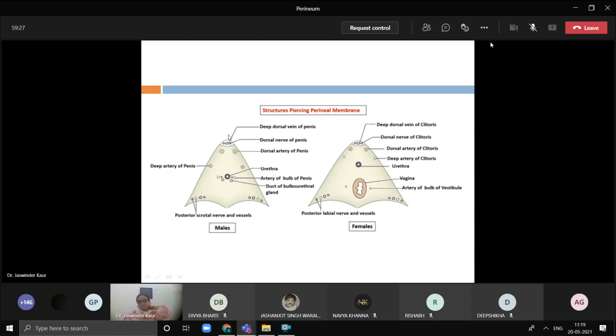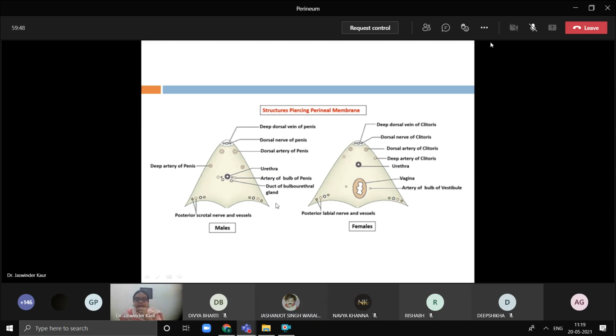So this one is the gap. Through this gap, in case of male, it is a passage of deep dorsal vein of penis and the dorsal nerve of penis. In case of females, it is the deep dorsal vein of clitoris and the dorsal nerve of clitoris. Then in male, in the center is present the urethra. In female, it is the urethra and the vagina, right?